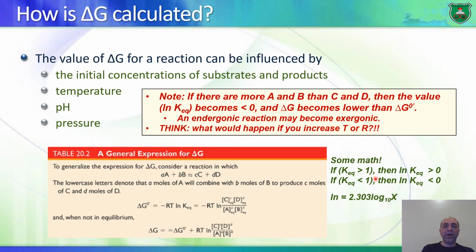Okay, so if you have the ratio more than 1, this value right here would be more than 0, meaning that delta G would increase, would be higher than delta G naught prime. But if you have more substrates than products, then this value would be negative, okay? And delta G would be delta G naught prime minus whatever value you have here, so delta G would be lower than delta G naught prime.